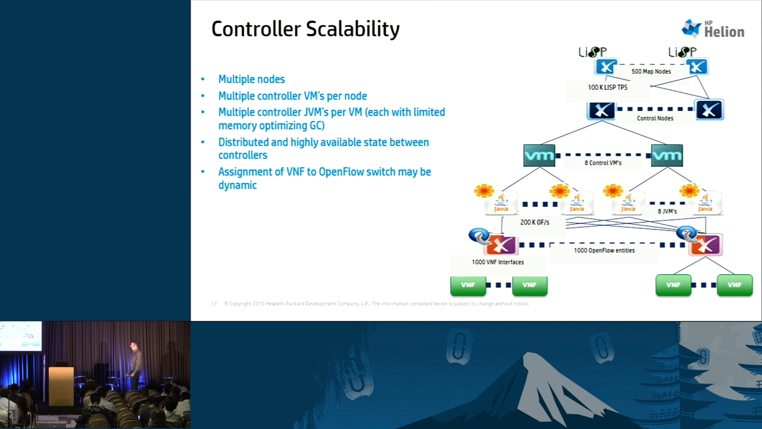Scale out for VNF: since everything is a VM, we can scale out as much as we want. We can introduce new VMs, collect them as a group, and just forward the traffic to these VMs. And we can support up to 1,000 VNF interfaces.